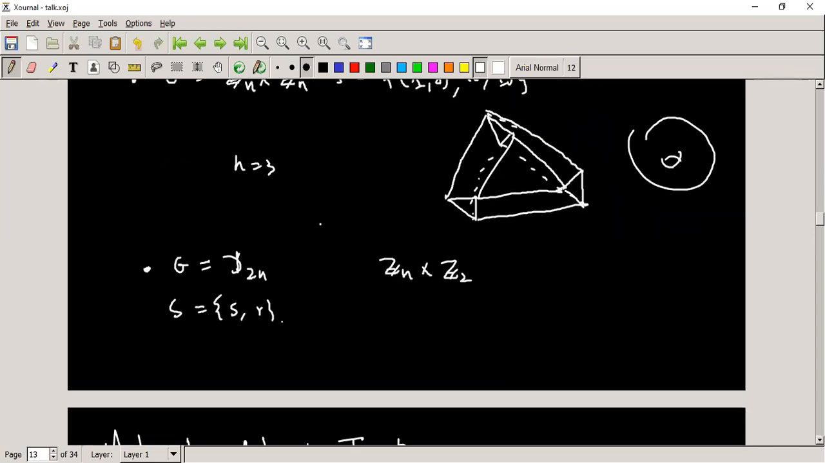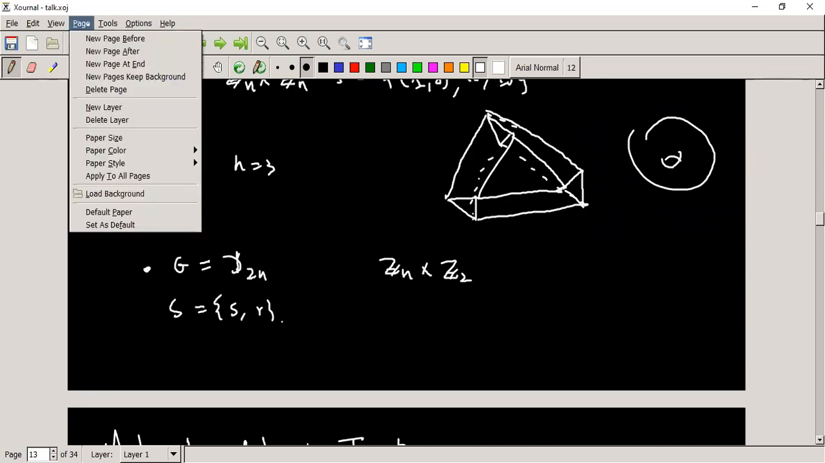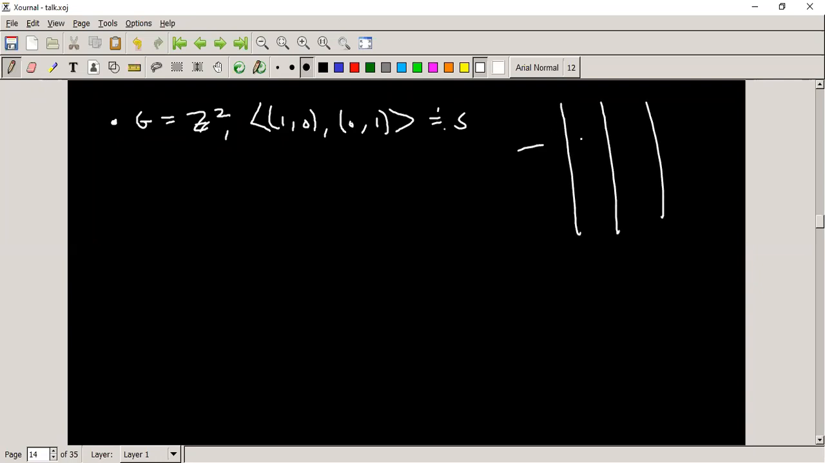But these are all finite graphs. What I wanted to do was say something about infinite graphs. Cayley graphs can be infinite graphs. So if you try, for example, Z2, what do you get? What about Z2 with generating set 1, 0 and 0, 1? Well, many of you have seen it already. This is S. This is just the standard lattice on R2.